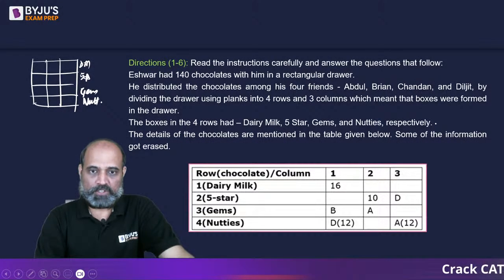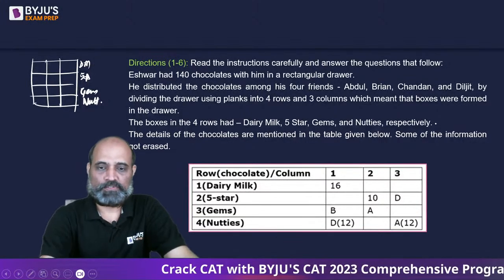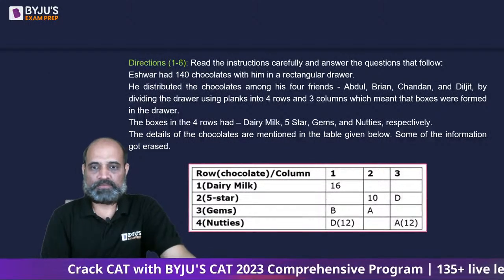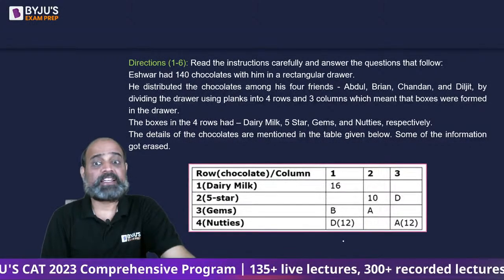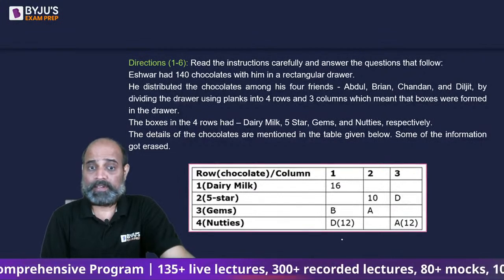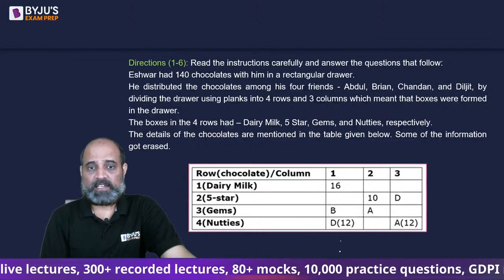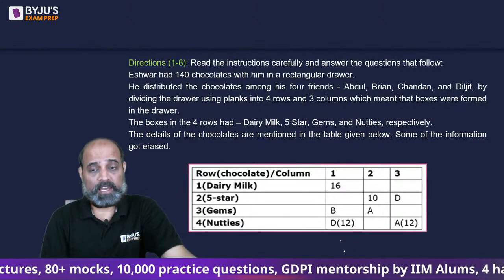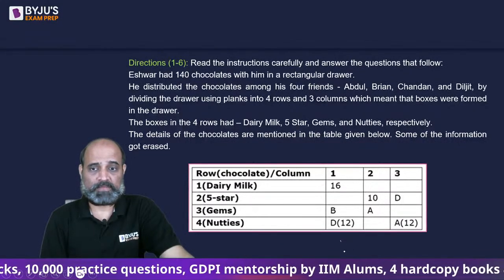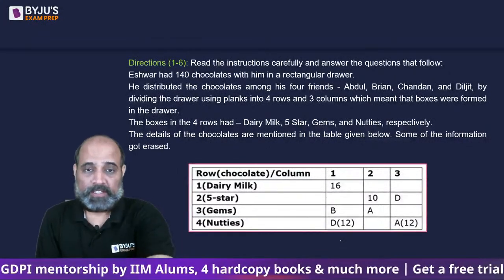The columns are 1, 2, 3 and the rows are 1, 2, 3, 4. The first row has Dairy Milk, 5-star and then so on and so forth. So this tells us that D, as in most probably Diljit, has 12 Nutties assigned to him in the first column and 4th row, right? Similarly, in the 3rd row, which is Gems, A, as in Abdul, has a box, but how many Gems he had, that is not known, right?